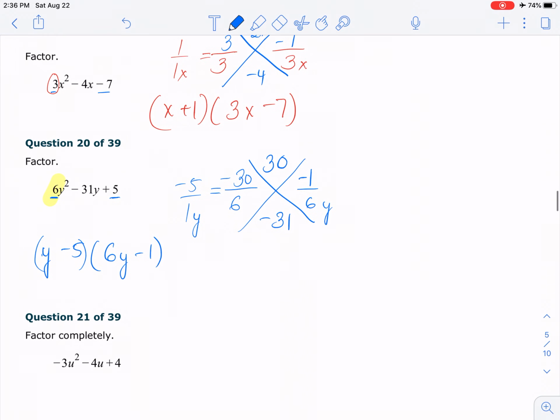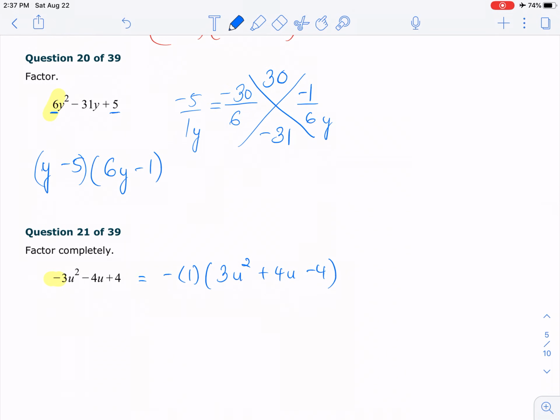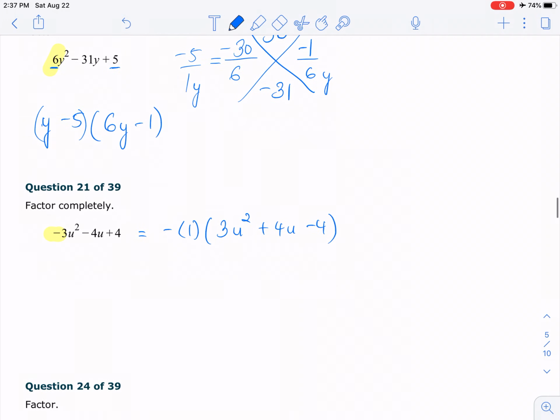All right, take a look at number 21. You never want to see a negative number in front. So the first thing you want to do is take out that negative. So I'm going to take it out first, negative 1. So I ended up with 3u squared plus 4u minus 4. And then from there, we're going to try to factor. Okay, so same thing. I'm just going to go with the x factor, negative 12, 4.